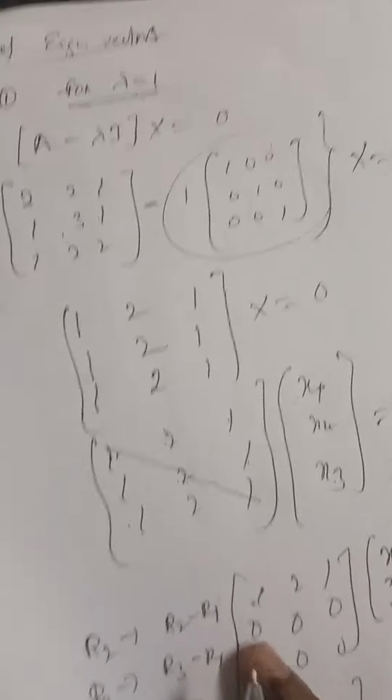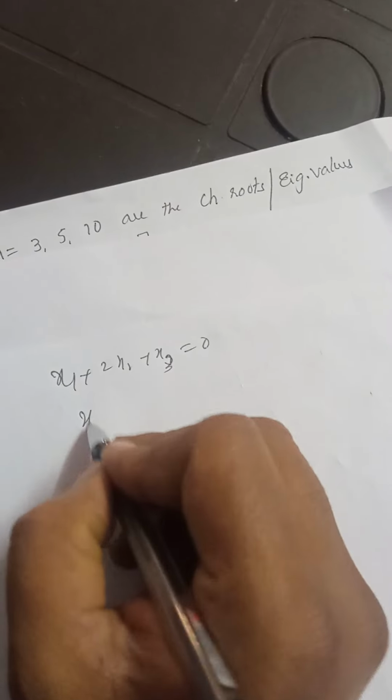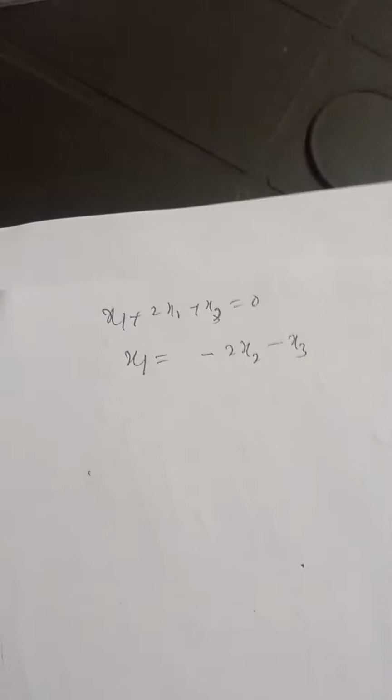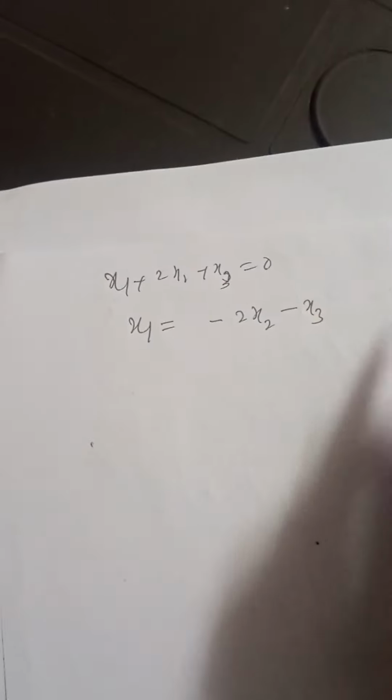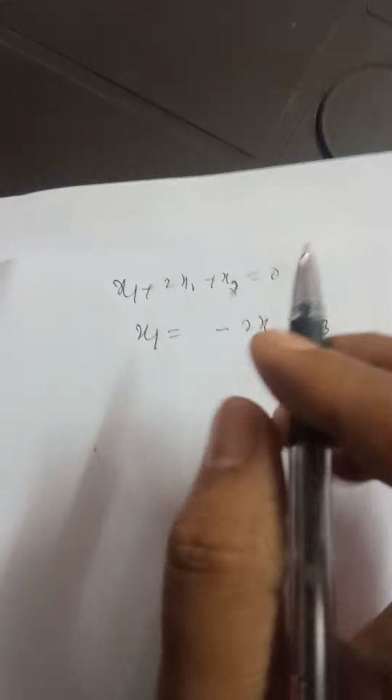Equate corresponding positions. Now what I am getting here is x1 plus 2x2 plus x3 is equal to 0. Now here x1 is equal to minus 2x2 minus x3, if you transpose the other terms to the right hand side. See, there are no other equations. If you want, you can express x2 in terms of x1 and x3.